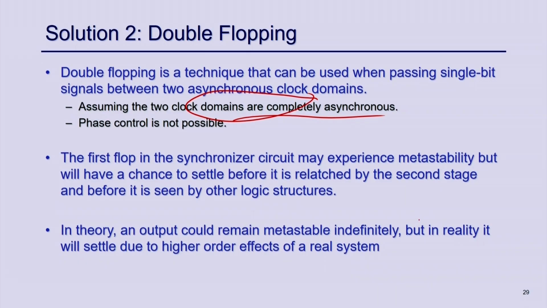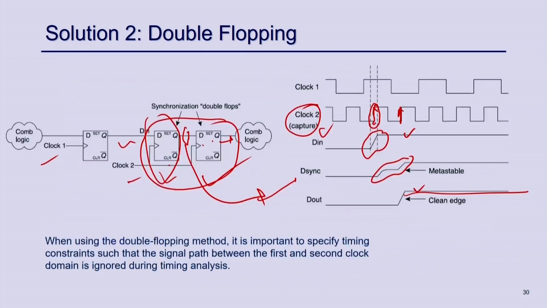So, in theory, you can even prove that this metastability may remain indefinitely, or may occur even in this scenario, because you might assume that the clock is very fast, so that whenever the next clock comes, this metastability will come here and might come here also. But in practice that may not happen.